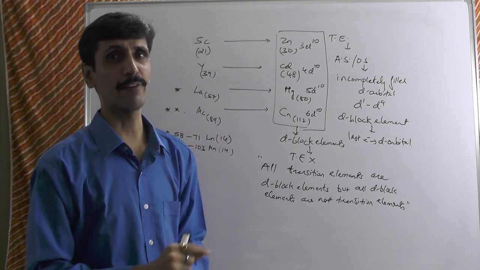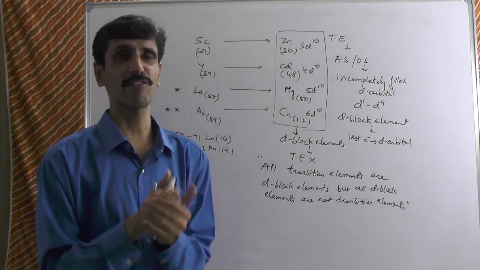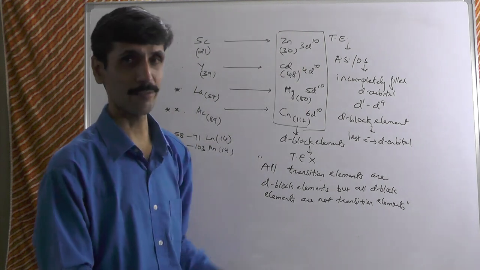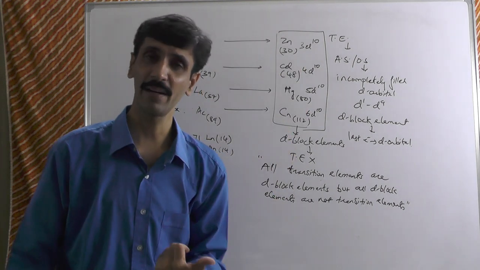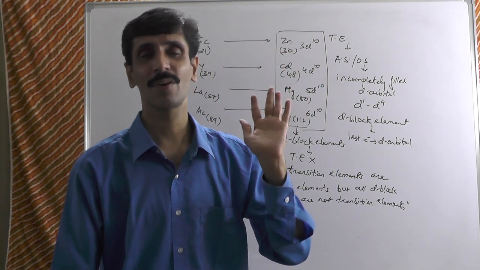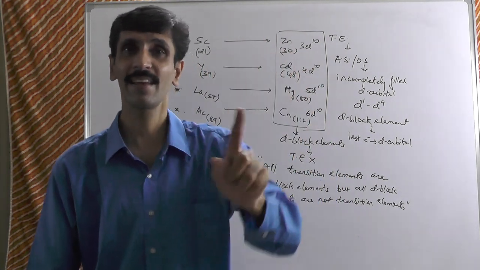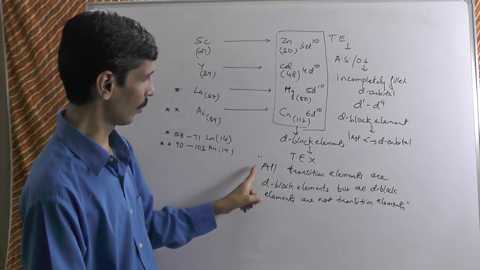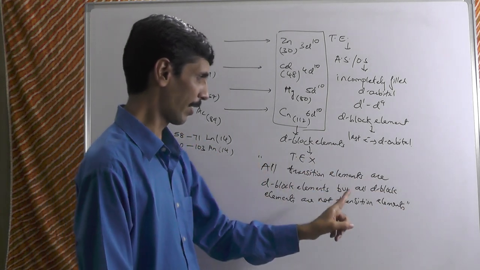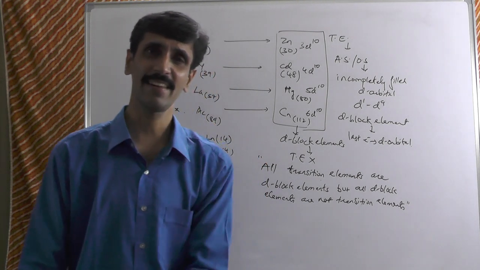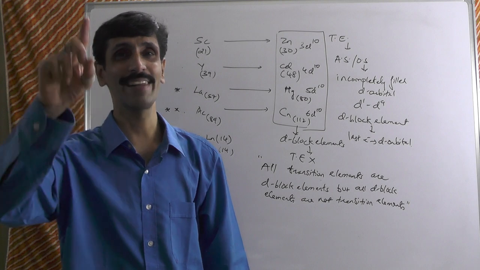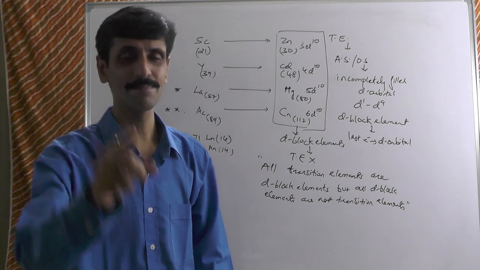According to the definition, if you see the syllabus also very well, it's very clearly said that zinc, cadmium, mercury, and of course this new element copernicium are not transition elements. They are simply d-block elements. And because of that, I have given you this statement: all transition elements are d-block elements, but all d-block elements are not transition elements. I am sure all of you are getting this absolutely right.